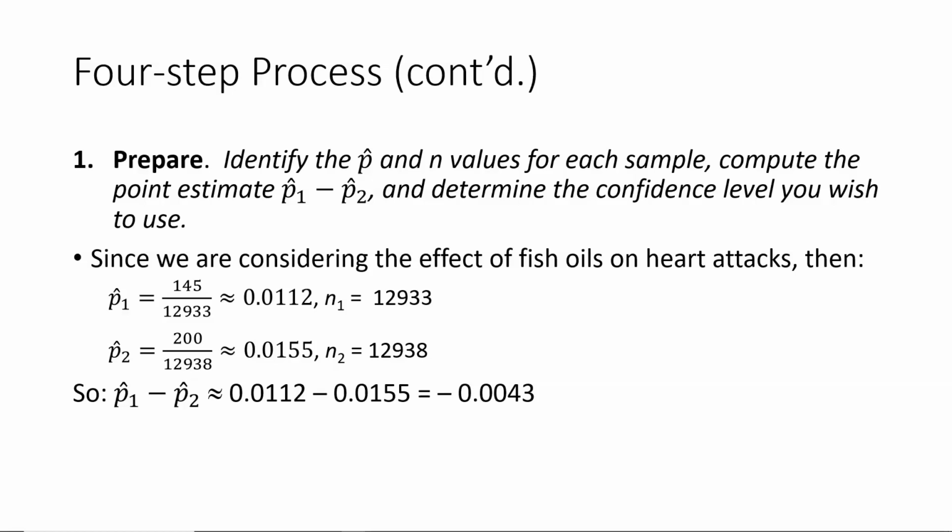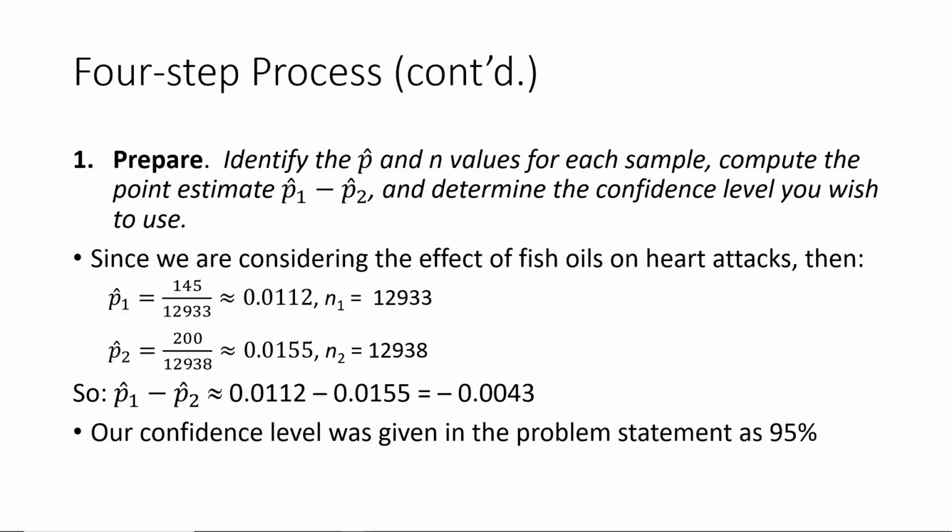So we take a look at the difference in sample proportions in this case as our point estimate. You can see the work I've shown on the slide for calculating that, and we come up with a value of negative 43 10,000ths. The last thing we note before moving on from the prepare step is that our confidence level was given in the problem statement as being 95%.